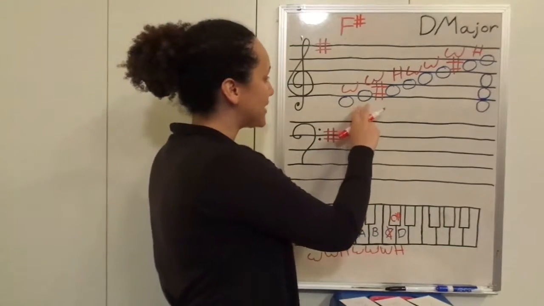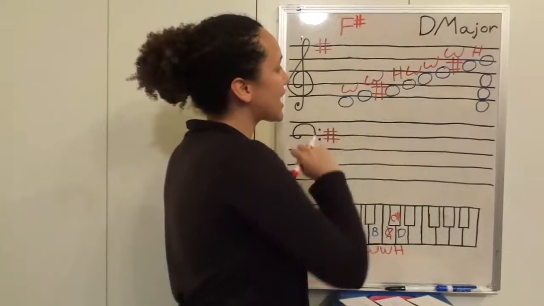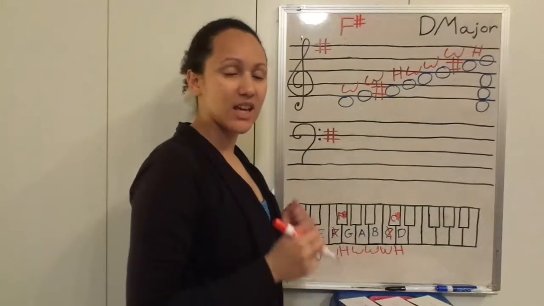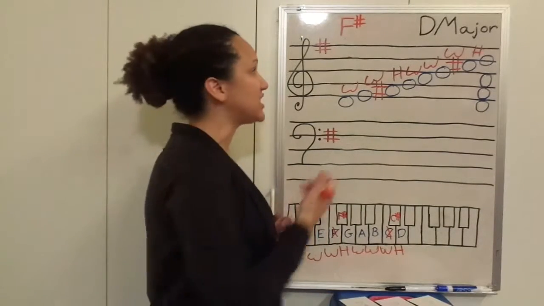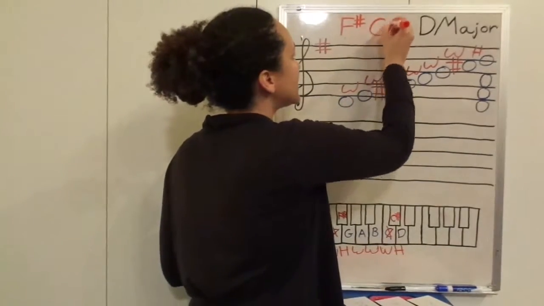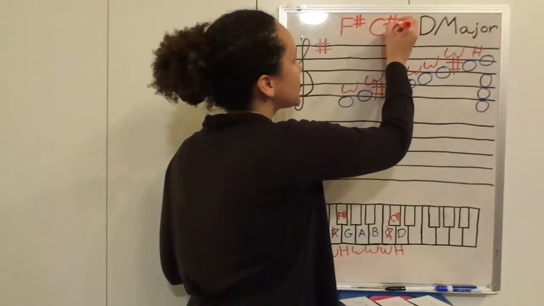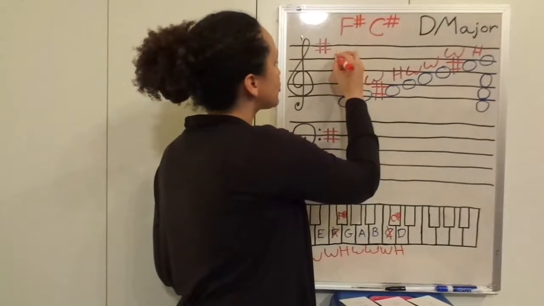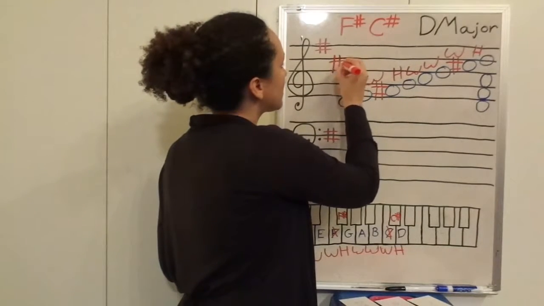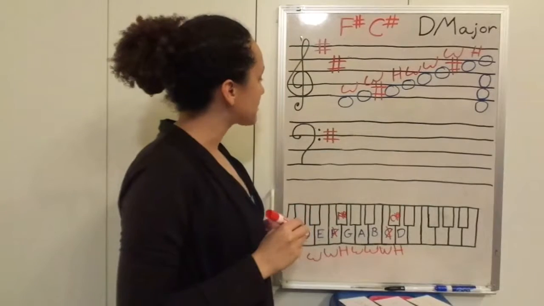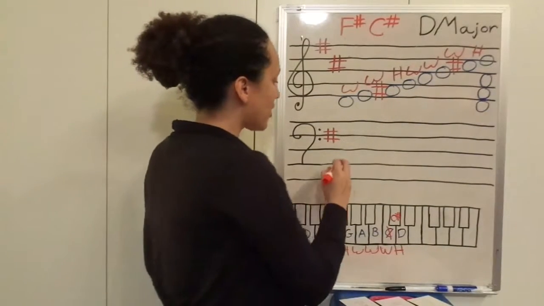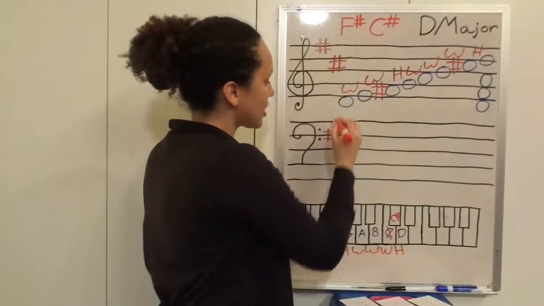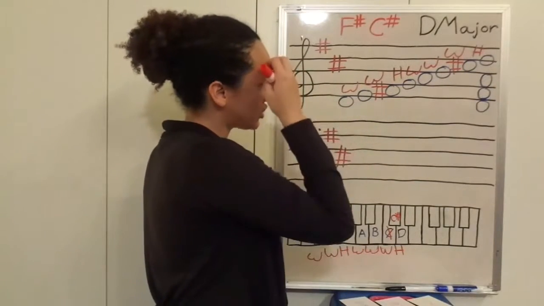So we have our major scale, D major scale, but now we no longer have one sharp. We've added in the C sharp, or sharp on the C. So we have to put that here. C sharp gives us our second sharp. So we're going to put it right here on the treble clef, C, the treble C, and then on the bass C down here. So we have F sharp, C sharp, and then down here, F sharp, C sharp.